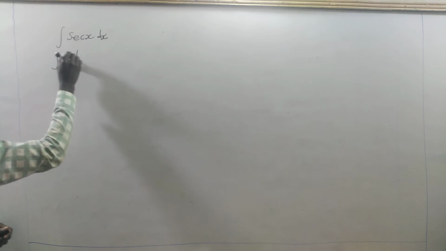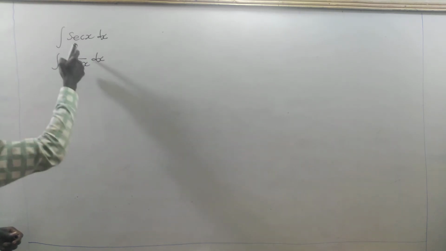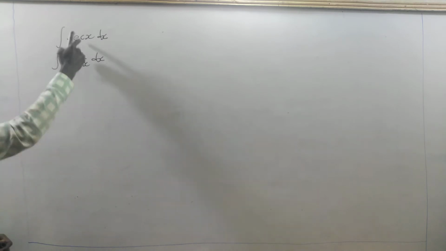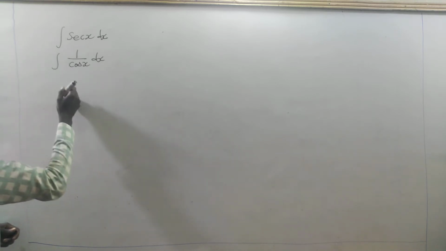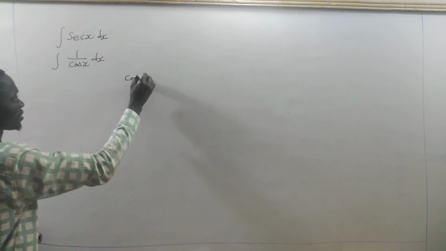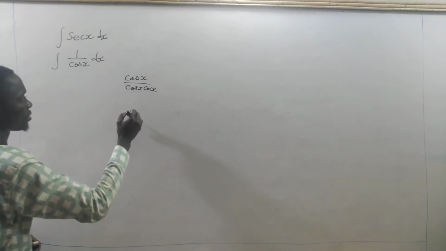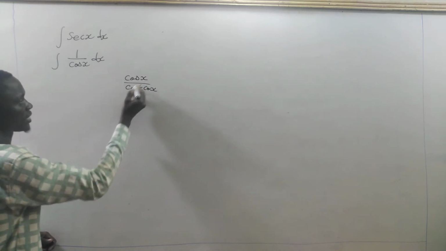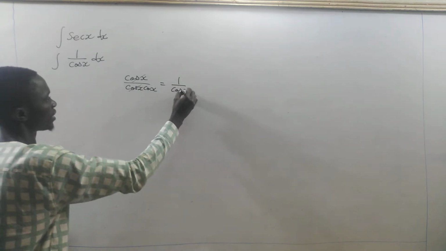Okay, so here this is the same as the integral of 1 divided by cosine x dx, because the reciprocal of cosine x will give us secant x. Watch my video on reciprocal of trigonometric ratios from the description. Here, this one can be written as cosine x divided by cosine x times cosine x. So you see that if cosine x cancels cosine x, you get 1 divided by cosine x.